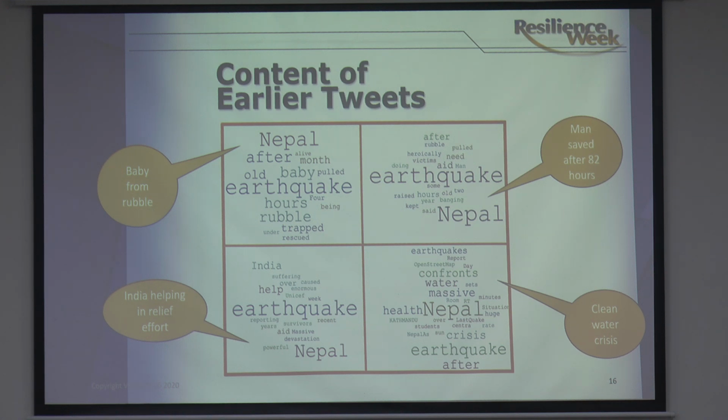You can see that one of the clusters is about a baby being pulled from the rubble. Another one is a man being saved after 82 hours. On the lower left-hand side, there is a cluster about whether India is helping in the relief effort or not. And on the bottom right side, you will see a cluster that talks about the clean water crisis. This is one of the things that was also mentioned. It's very interesting to see that somebody else was looking at tweets and they found that clean water is one of the issues that people have in a disaster.